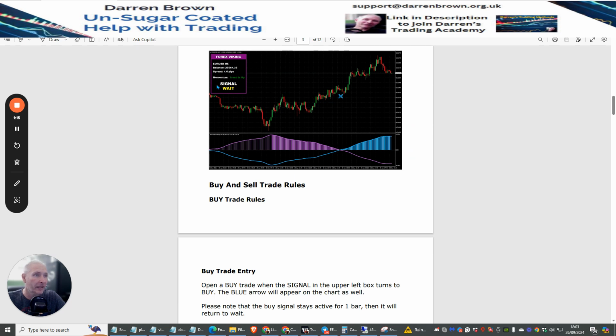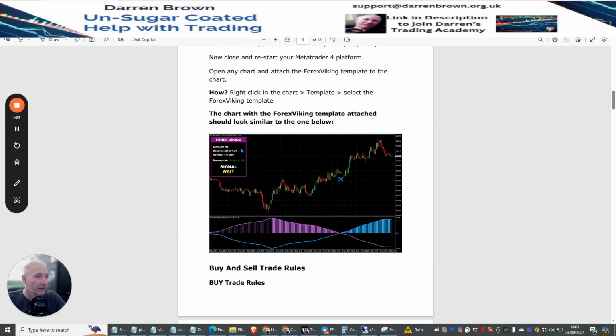Okay, so buy and sell trade rules. Basically this is the actual Viking indicator. It shows your points of entry. Where it says this blue line, this is when you would obviously go as a buy trade and jump into this trade. You can see that this is showing you a point of entry. It's also showing you the cross on this histogram at the point of when you would get into this trade as well.